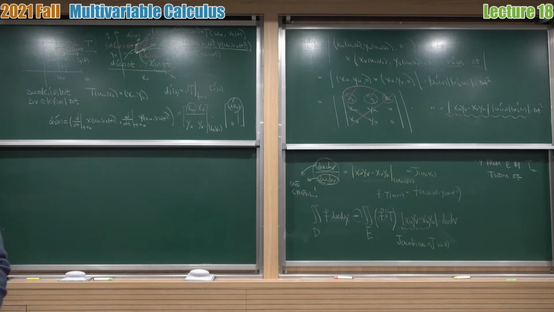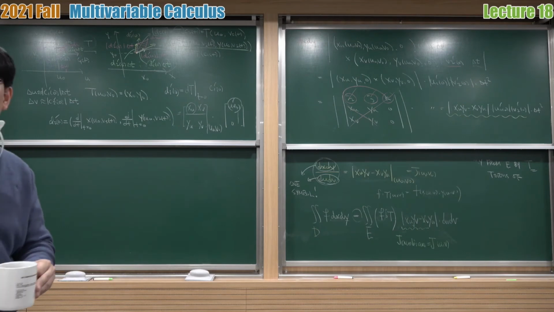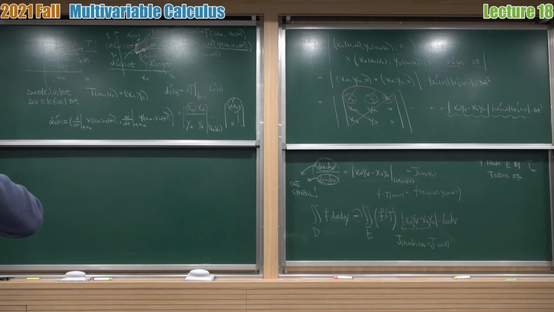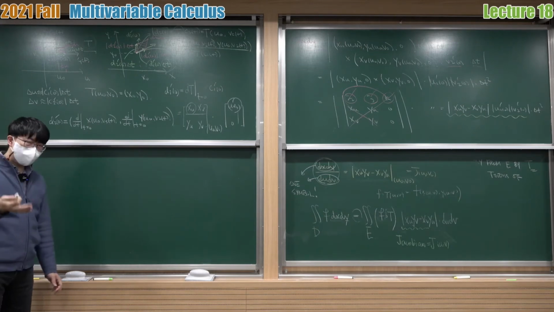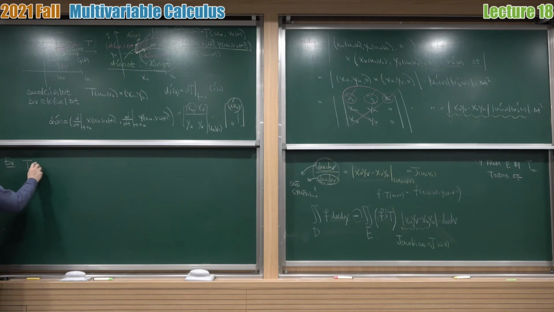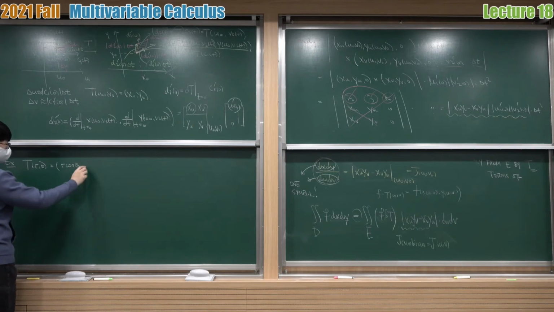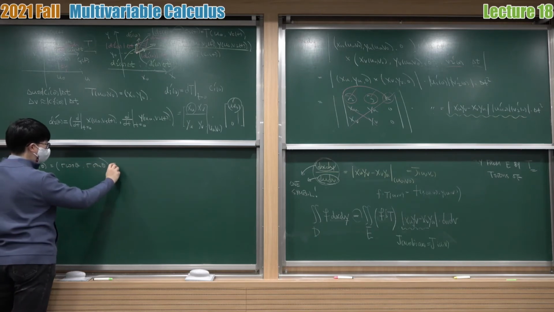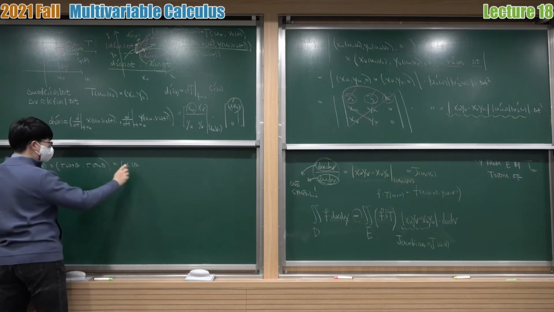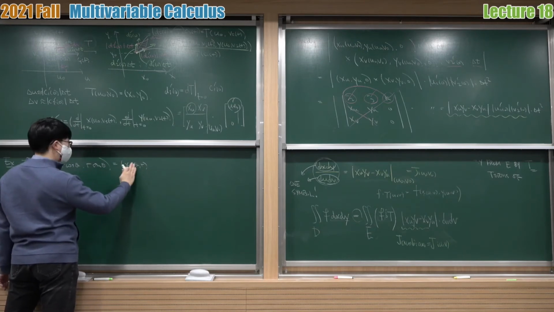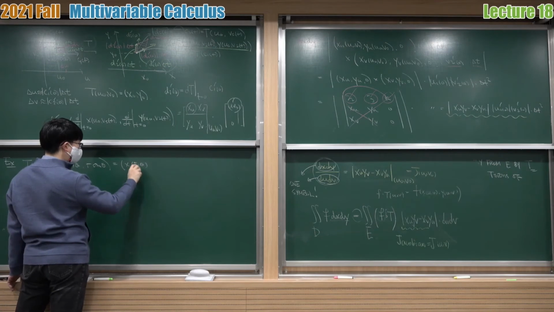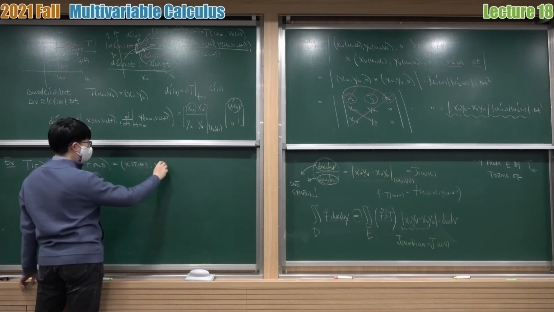Jacobian is not a constant function. Jacobian is a function, but it's not constant. Let me give an example. Good question. So let's think about polar coordinates. T maps r theta to xy, which is r cosine theta, r sine theta. So you can imagine that r cosine theta is x(r, theta), and r sine theta is y(r, theta).